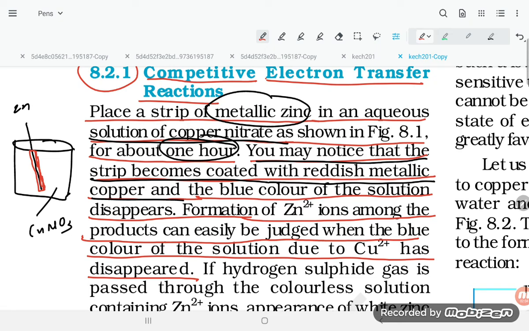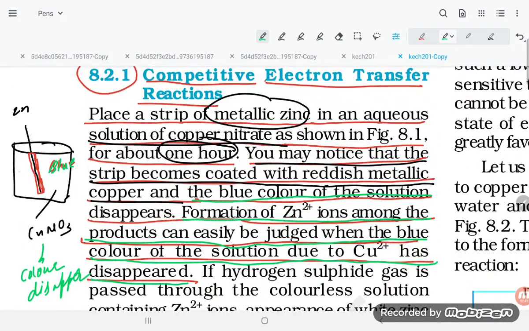The blue color solution disappears. Initially it was blue color, student, and this color disappears. Why is the color disappearing? Let us try to understand. Formation of Zn2+ ion among the products can easily be judged when the blue color of the solution, due to Cu2+, disappeared.